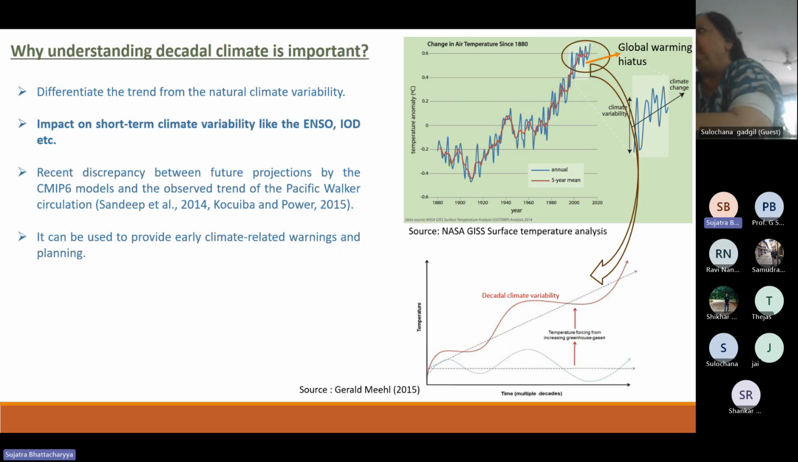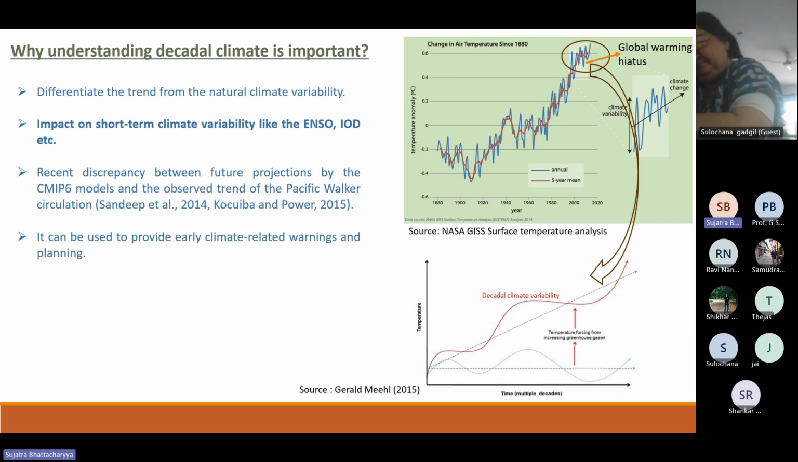And also there are some studies which have reported some recent discrepancy between future projections by the climate models and the observations. While models are saying that the Pacific Walker circulation is weakening, recent observations suggest that the sea surface temperature gradient in the tropical Pacific is actually strengthening. That means it is possible these models are not able to account for these multi-layered climate oscillations.